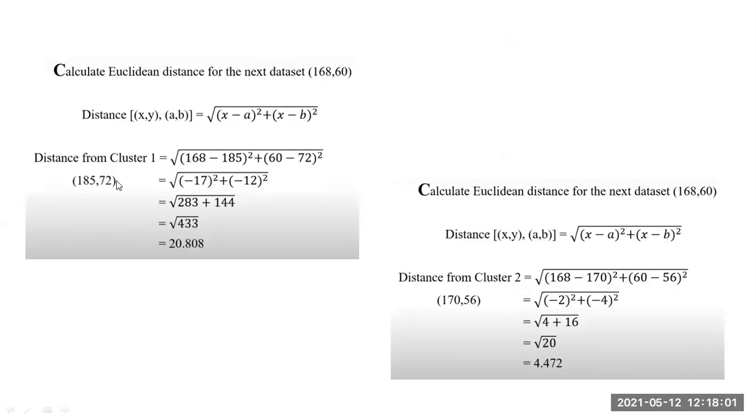Now you can see the new point, 168 comma 60. When it is computed for the distance from cluster 1, the result is 20.808. The distance formula is the same for every calculation. That's what we call an iteration in the algorithm: for every iteration, distance values will be computed. You can see the same data point 168 comma 60 is again calculated with cluster 2, 170 comma 56. The result here is 20.808 for cluster 1 and 4.472 for cluster 2.